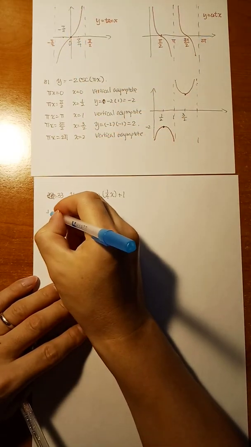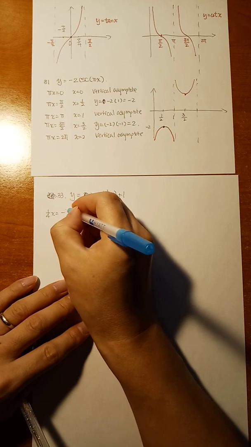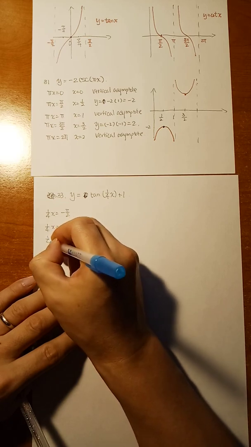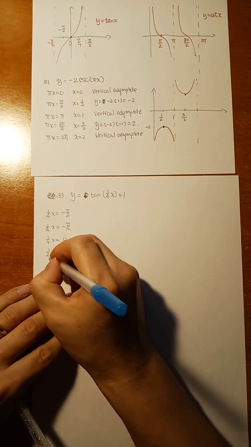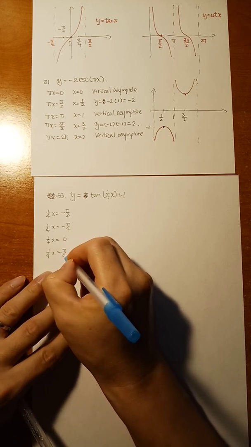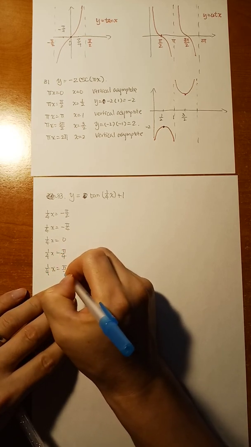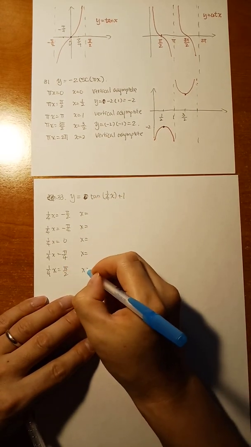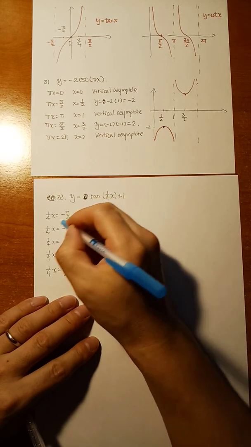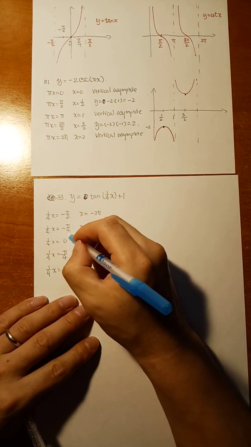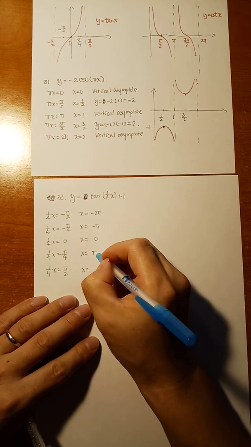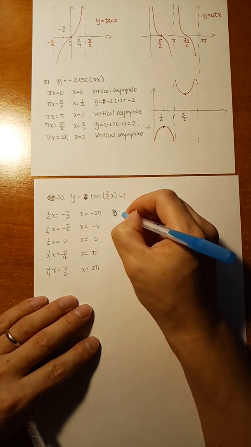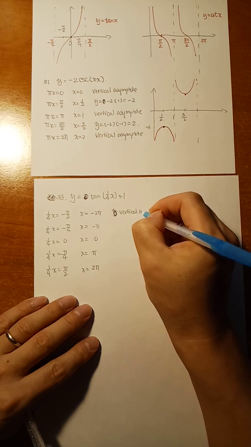You let 1 over 4 x equal to negative pi over 2. 1 over 4 x is equal to negative pi over 4. 1 over 4 x is equal to 0. 1 over 4 x is equal to pi over 4. 1 over 4 x is equal to pi over 2. Then you get the corresponding x values. So here x is negative 2 pi. Here x is negative pi, and 0, and pi, 2 pi. And y here for this one is a vertical asymptote.